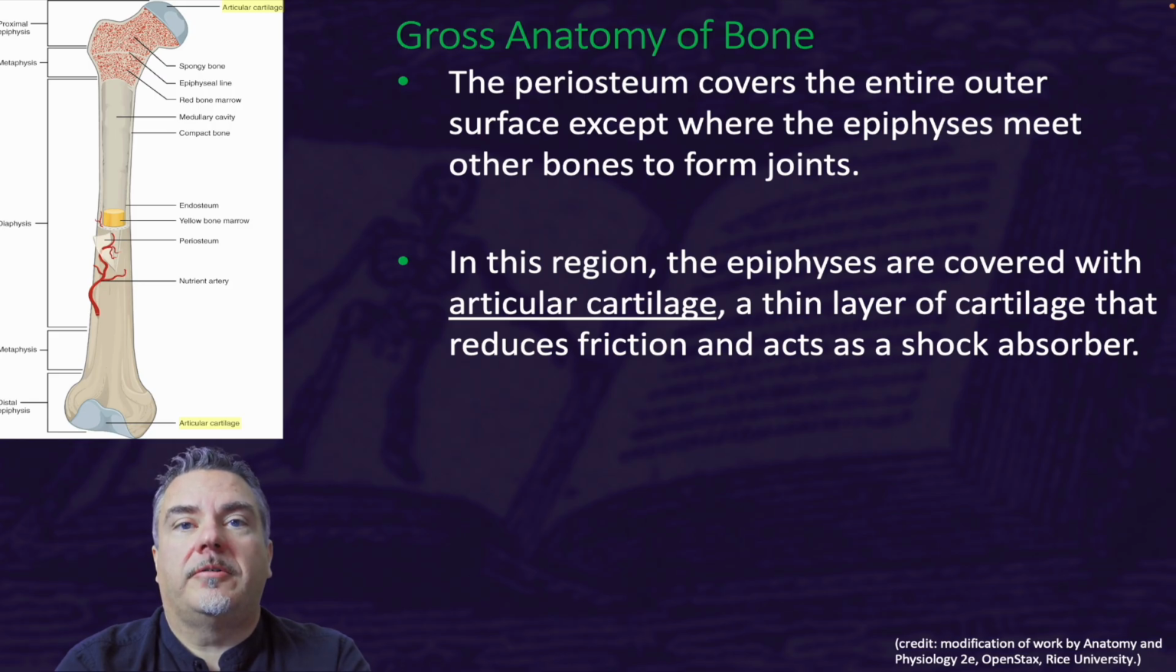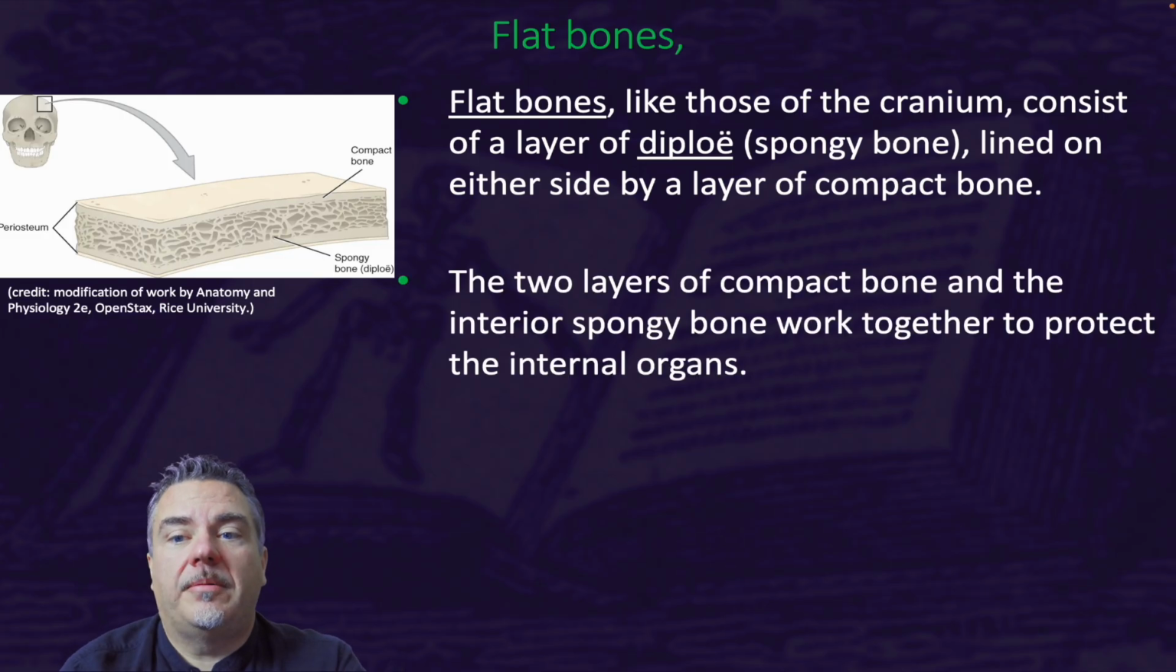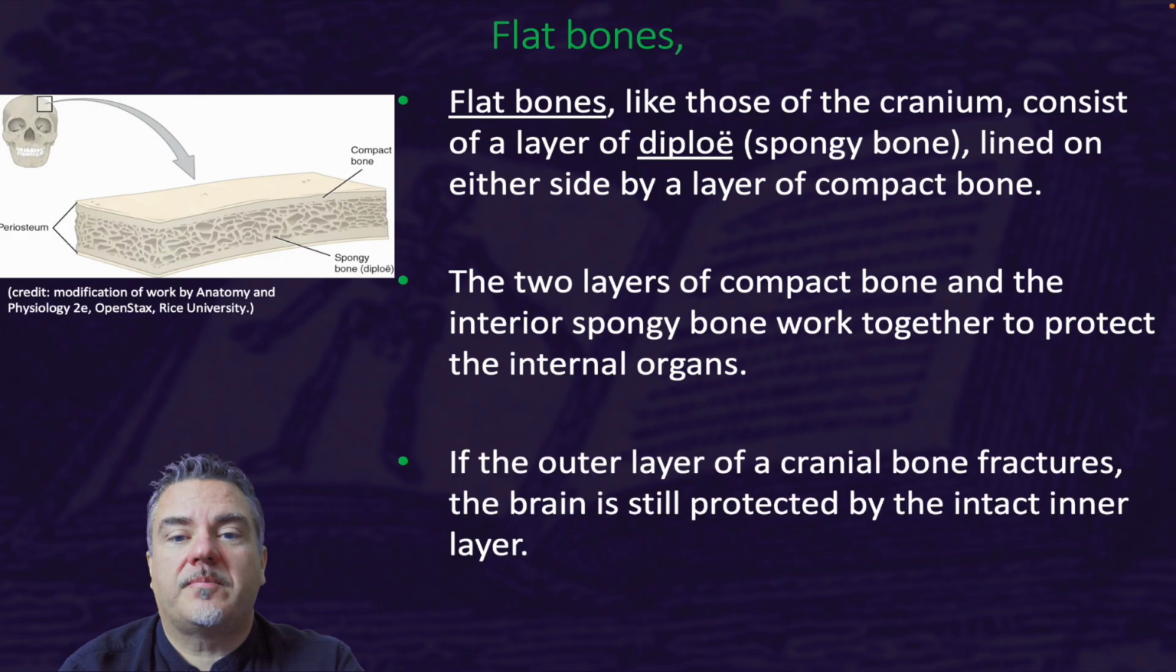as a shock absorber. Flat bones, like those of the cranium, consist of a layer of diploe, which is spongy bone, lined on either side by a layer of compact bone. The two layers of compact bone and the interior spongy bone work together to protect the internal organs. If the outer layer of a cranial bone fractures, the brain is still protected by the intact inner layer.